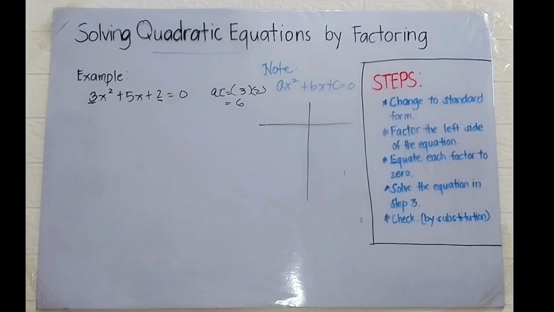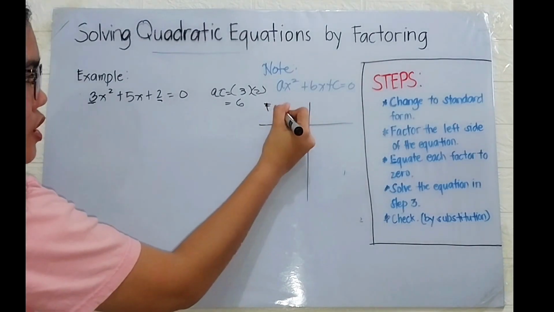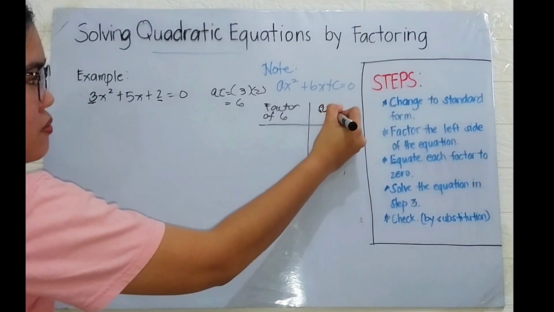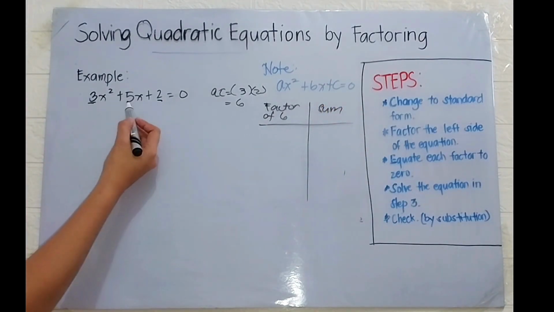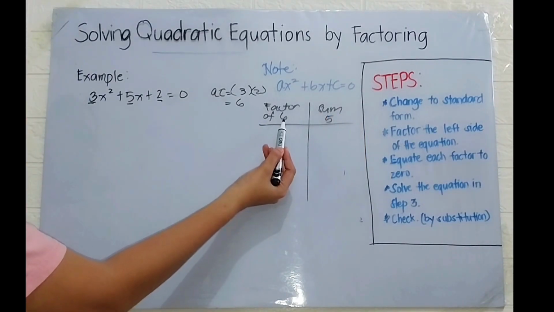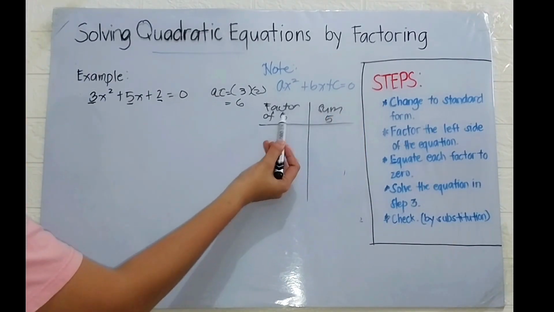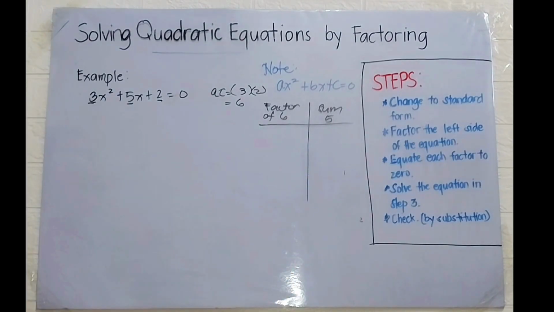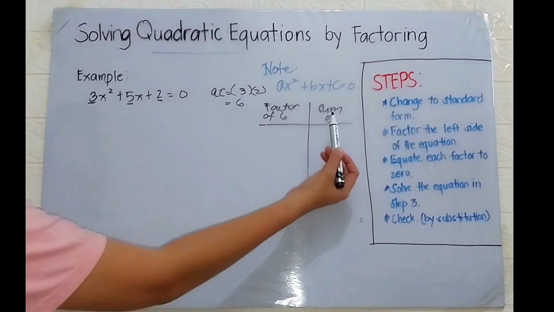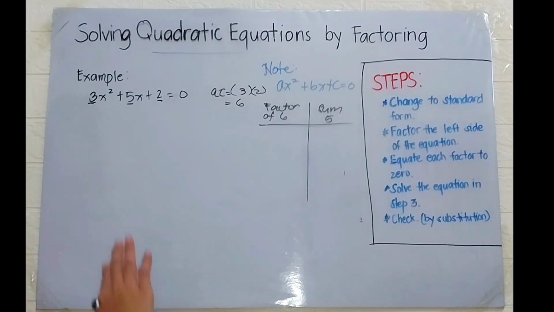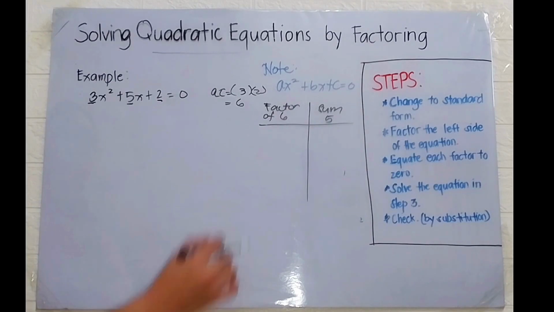So, let's do again what we did earlier. Find the factors of 6 whose sum is the middle, the B. The B here is 5. Since we're looking for the factors of a positive number, there are only two possibilities: both numbers are positive, or both numbers are negative. But as you can see, the sum is positive. Automatically, both numbers are positive. So, let's disregard the negative factors. So, what are the factors of 6?